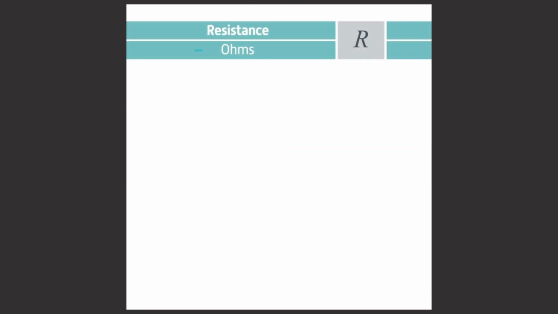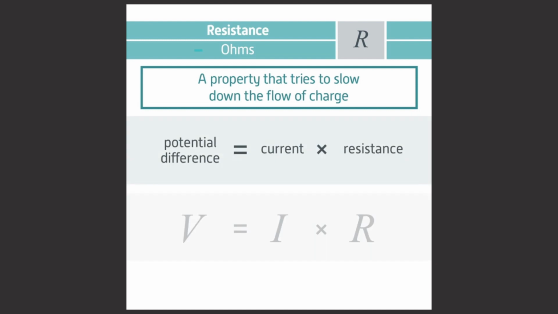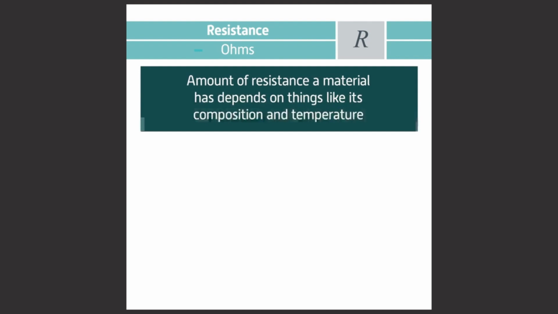Resistance, as the name implies, is a property that tries to slow down the flow of charge. Resistance is measured in ohms. The relationship or formula between potential difference, current, and resistance is that potential difference equals current multiplied by resistance, or V equals I multiplied by R. The amount of resistance a material or component has depends on things such as its composition and its temperature.